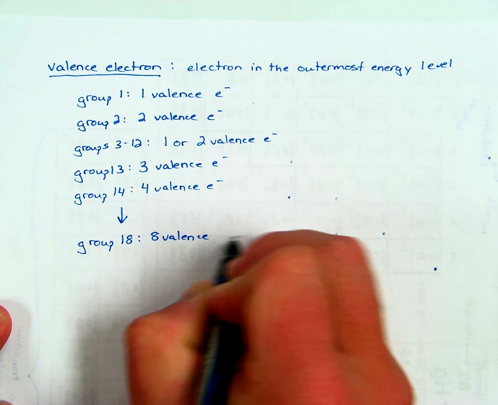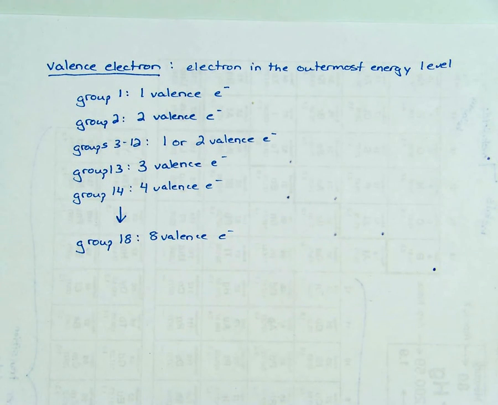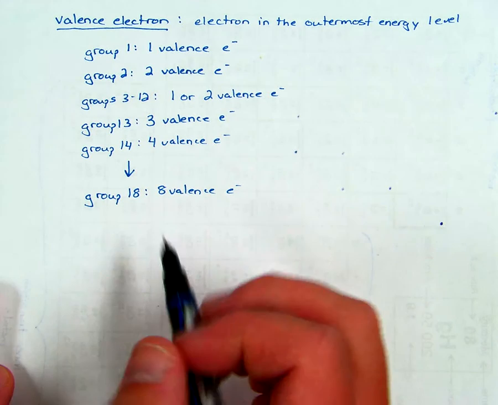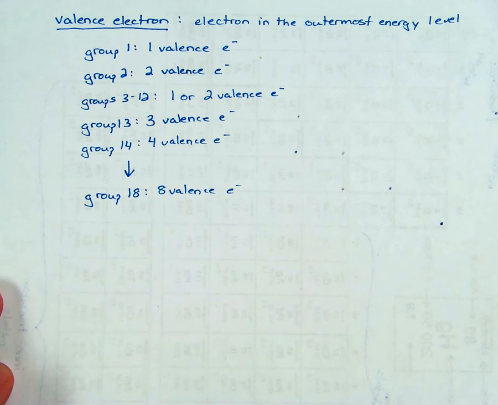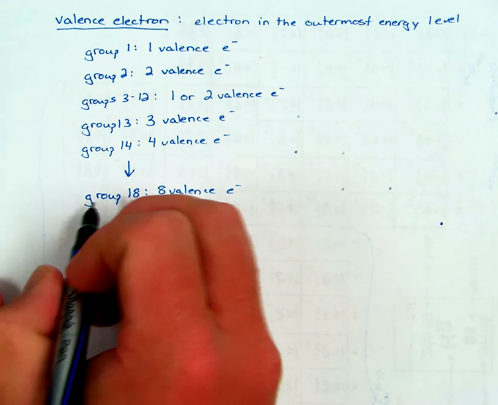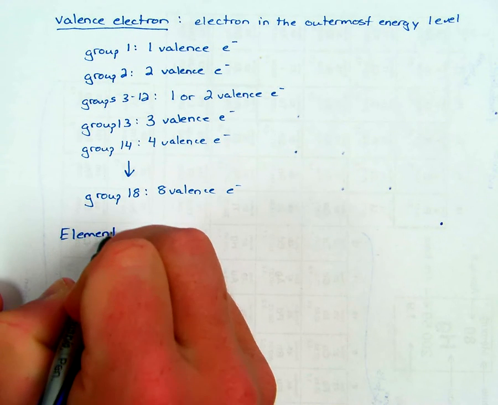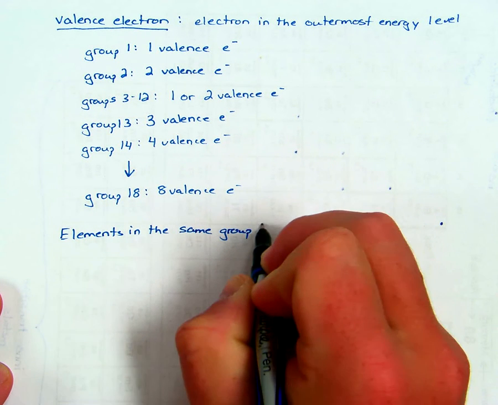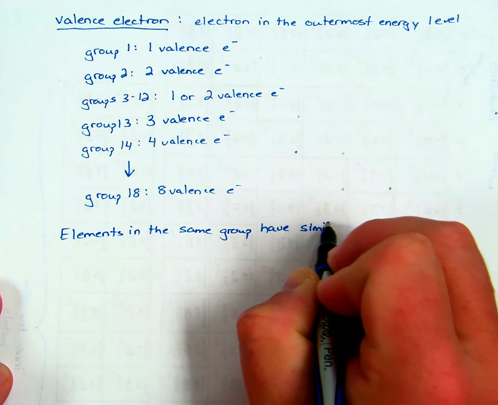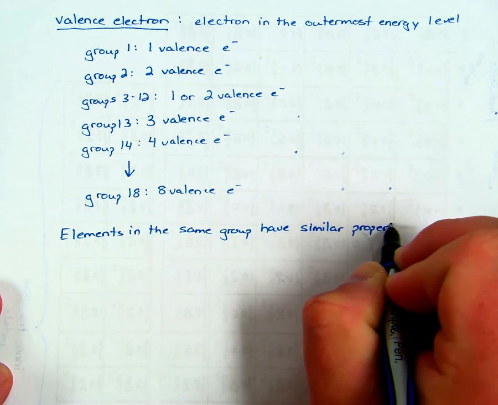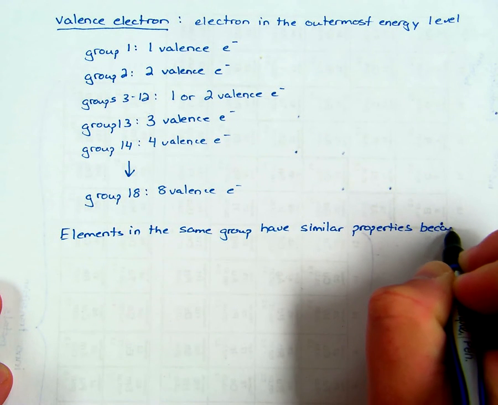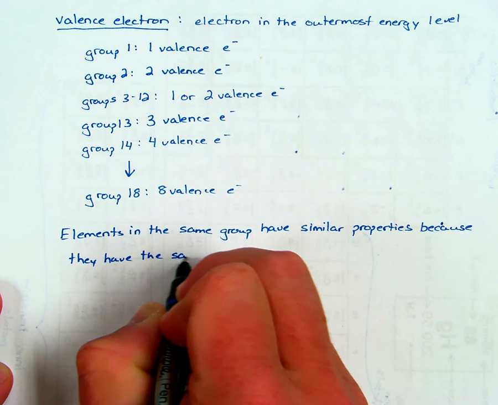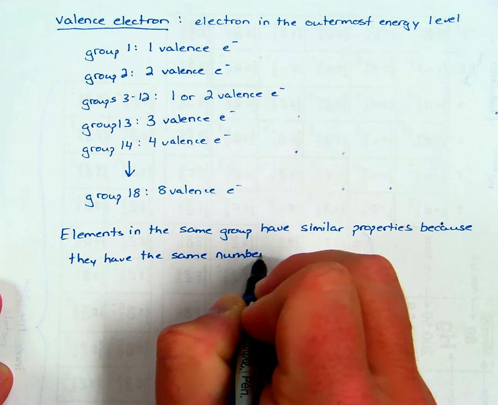So all elements that are in the same group have the same number of valence electrons. This is an important idea because this is what groups elements with the similar properties. If you're going to remember one thing from this short video, this would be it. Okay, I'll jot it down here. Elements in the same group have similar properties because they have the same number of valence electrons.